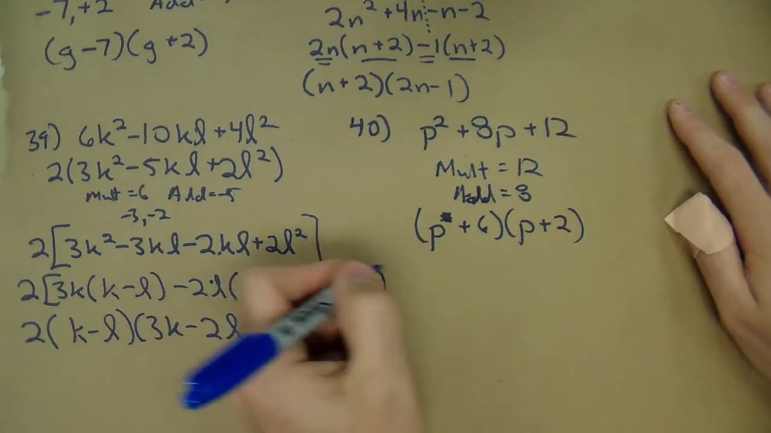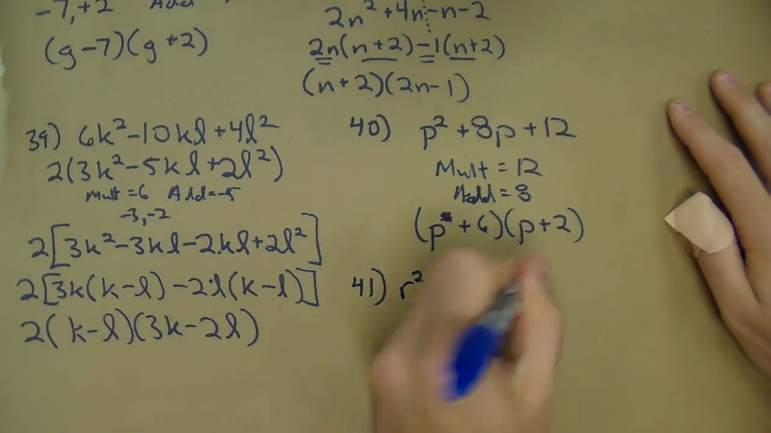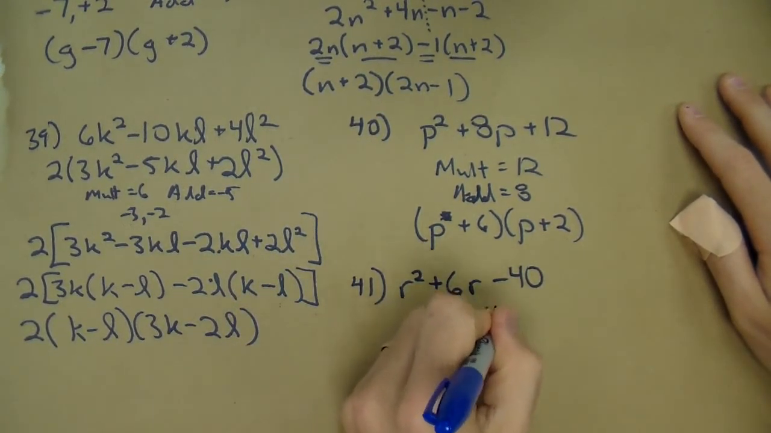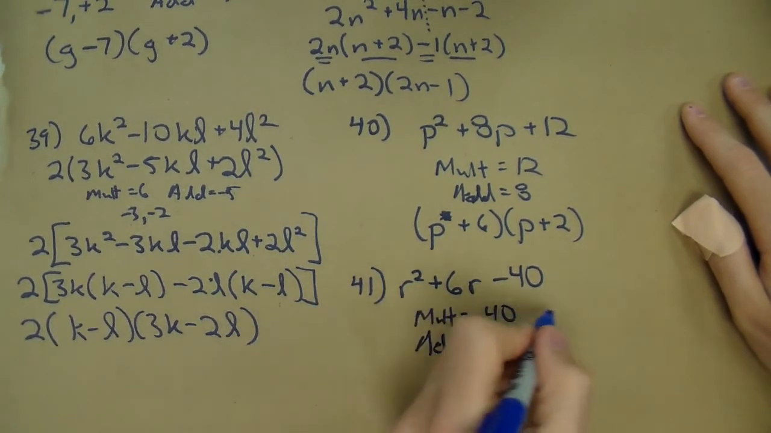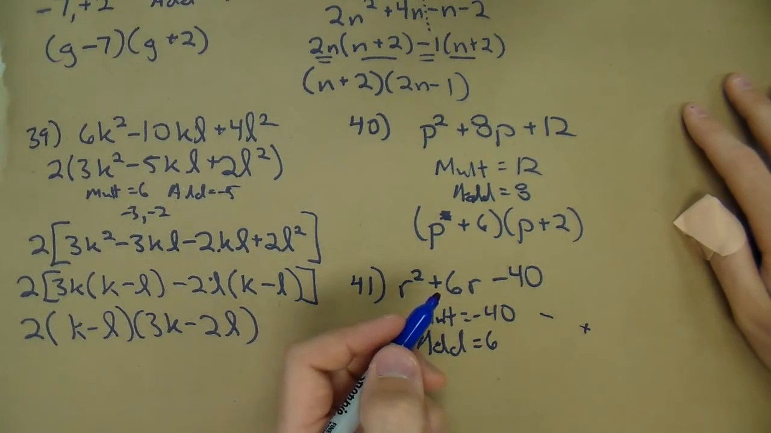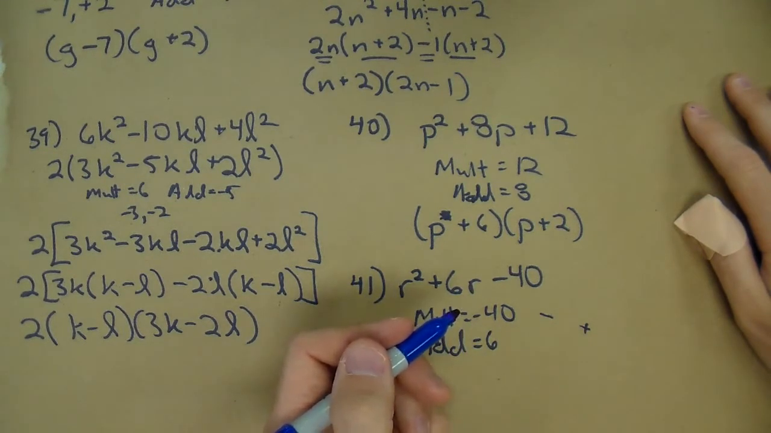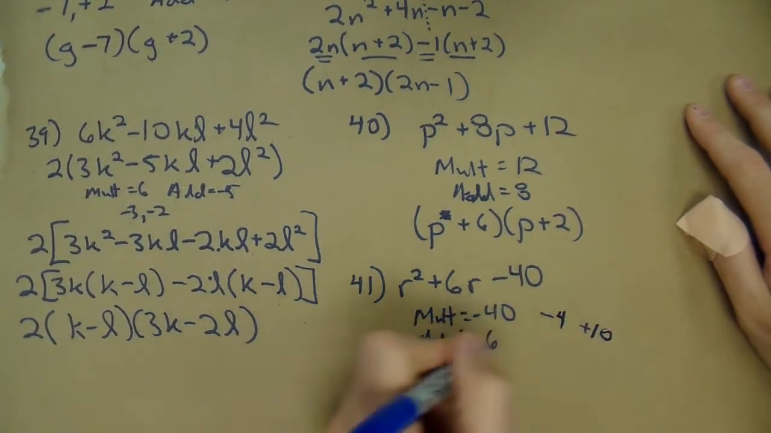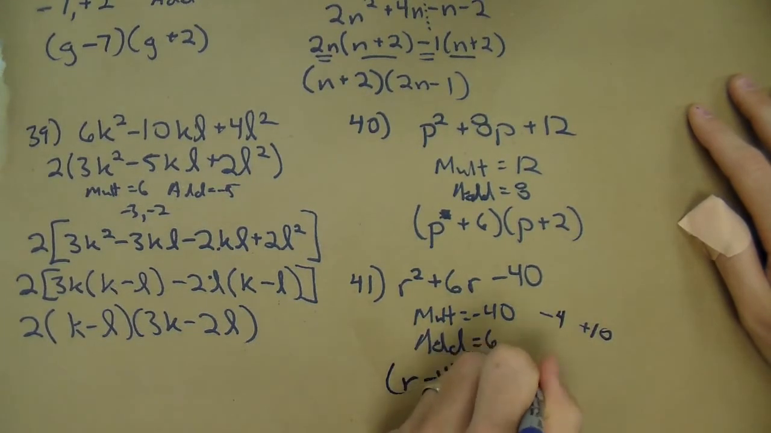41, we have r squared plus 6r minus 40. I can look here and multiply to -40, add to 6. So multiplying, one's positive, one's negative in order to get a negative. I can look at 8 and 5 are not 6 apart. We could do 4 and 10. 4 and 10 would be 6 apart. I want the 10 to be bigger, the 4 is smaller, so I get a positive sum. So that's r minus 4, r plus 10.